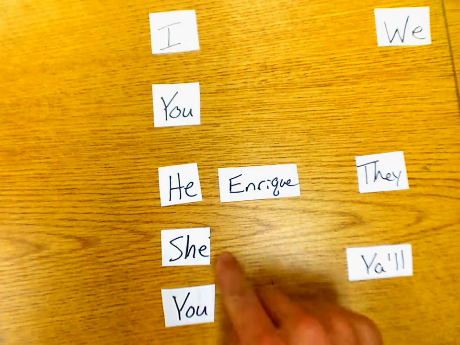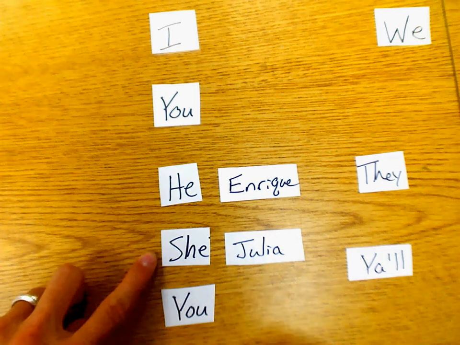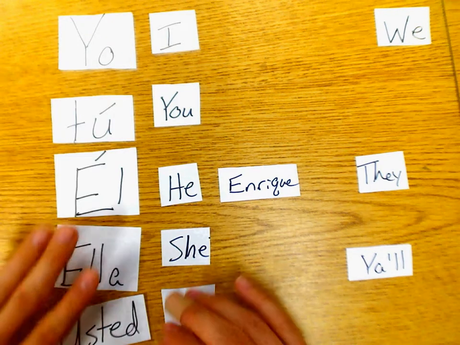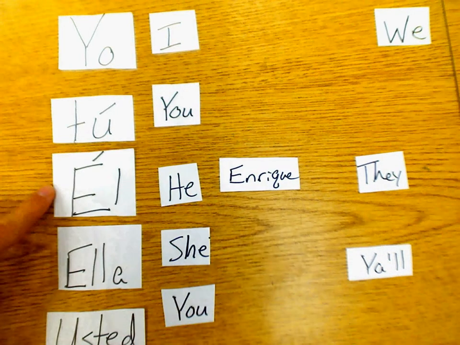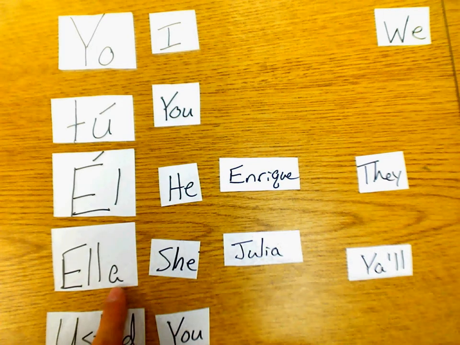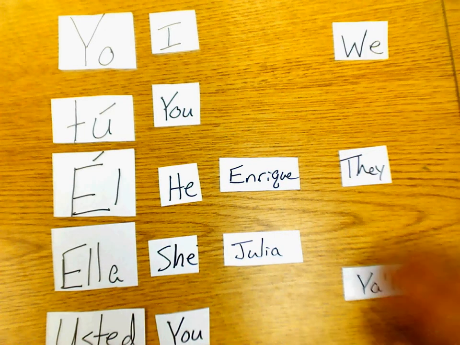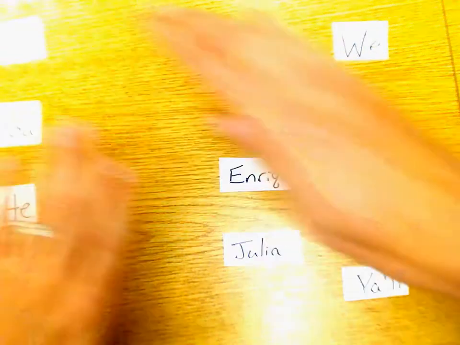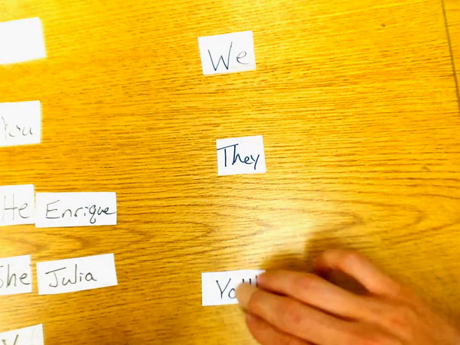Same thing with she. Instead of saying Julia throughout the whole conversation, I can replace her name with she. And that's why we have them in Spanish also. So in Spanish, instead of saying Enrique all the time, I can say él, he. Instead of saying Julia all the time, I can say ella, she. Now let's look at some of these other words like we and they and y'all, some of these plural words. What words would we use? What words would these take the place of?